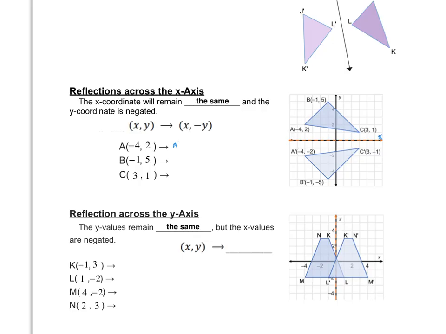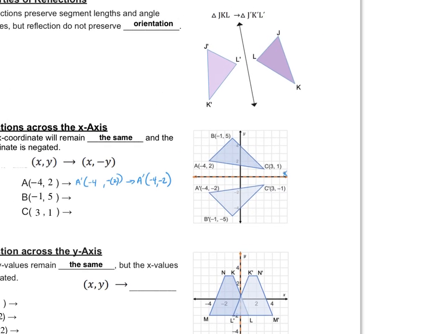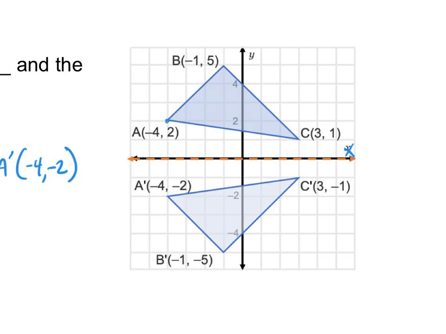So here, A prime, according to this mapping, the x is going to remain x, and the y is going to just be negative y. So I would have -4, because that's my x, and then negative times 2. A prime should be, using the mapping, (-4, -2). Now if I come over here and look, A is 2 away from the x-axis, and if I go 1, 2, then A prime would be (-4, -2).